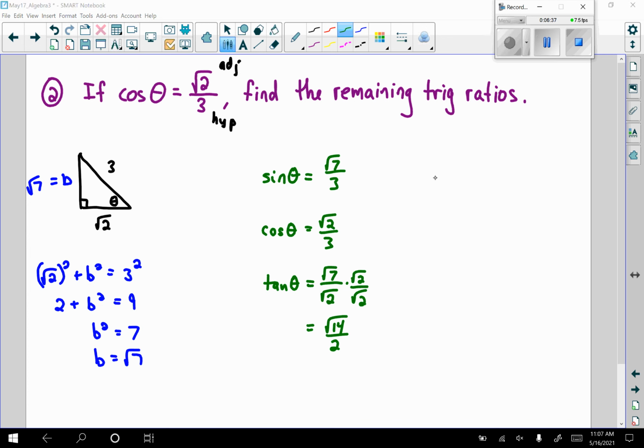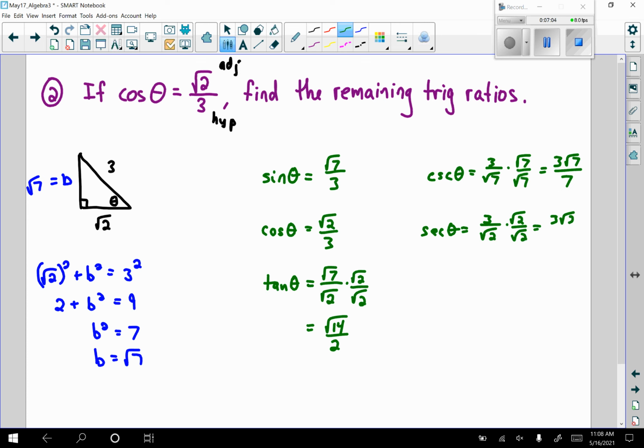Now to write out their reciprocals. So again, reciprocal of sine would be cosecant. Now, yes, that will become 3 over radical 7, and we need to rationalize. So here we will get 3 radical 7 over 7. Then we'll have secant theta becomes 3 over radical 2. Let's rationalize. We get 3 radical 2 over 2.